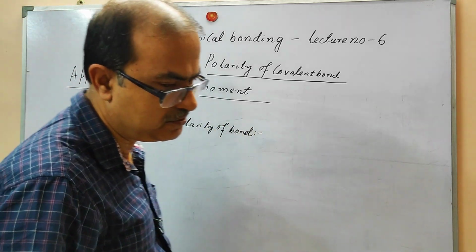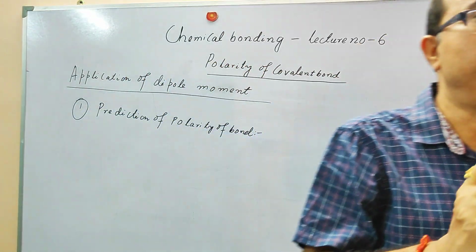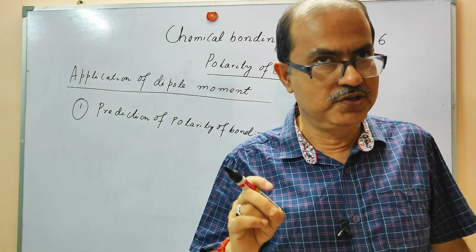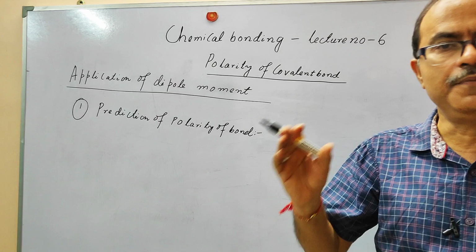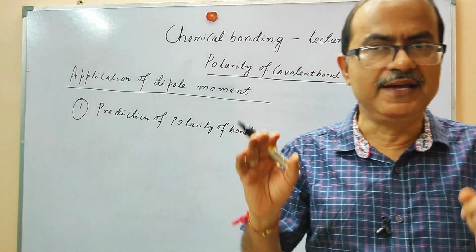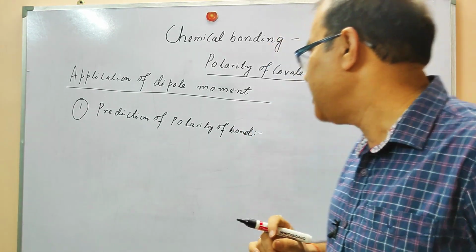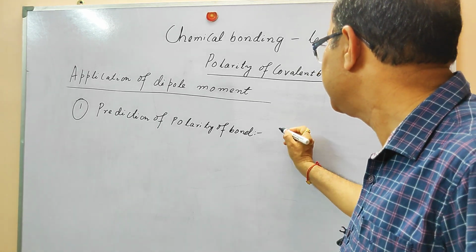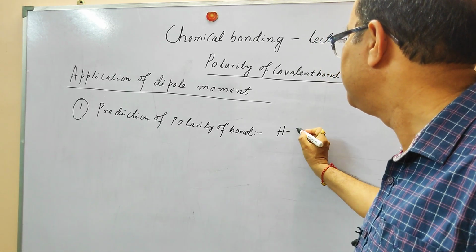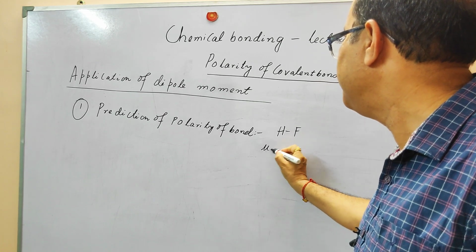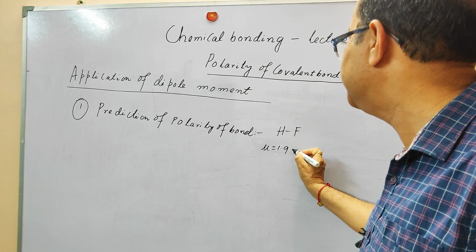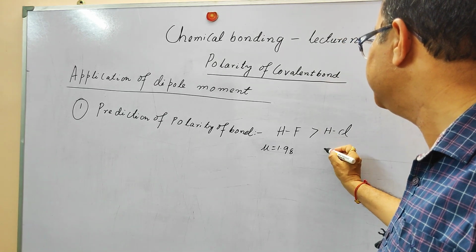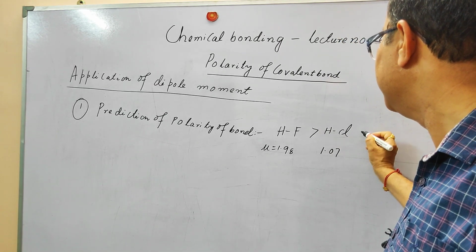Very simple formula, simple direction: the higher the dipole moment, the higher the polarity of the molecule. If a molecule has a higher dipole moment, then we say its bond polarity is high. For example, take the halogen acids. Hydrogen fluoride has a dipole moment of 1.98, and hydrogen chloride has a dipole moment of 1.07.